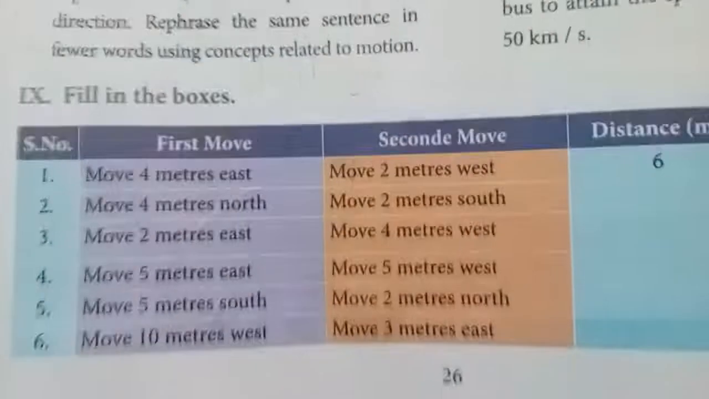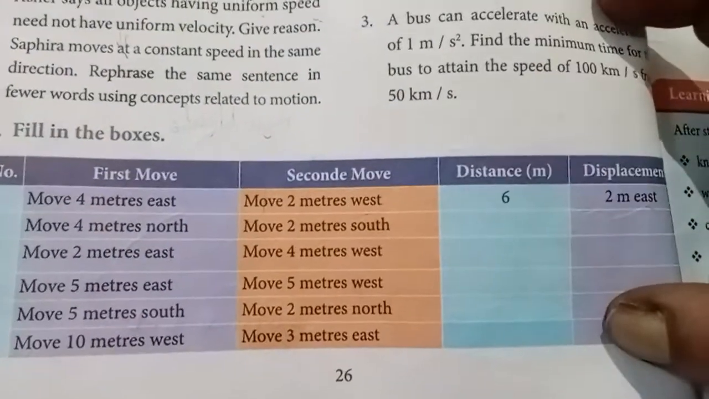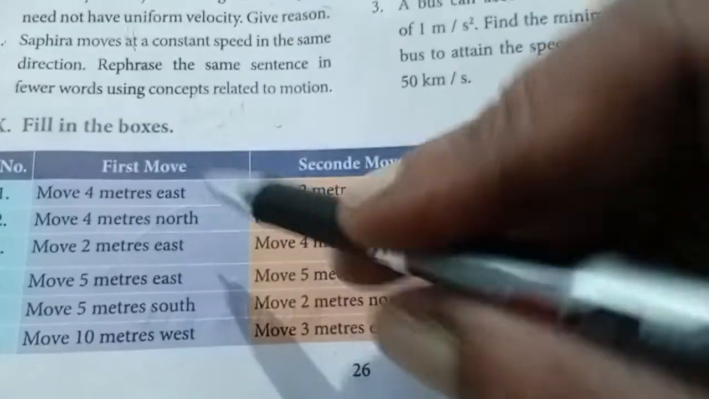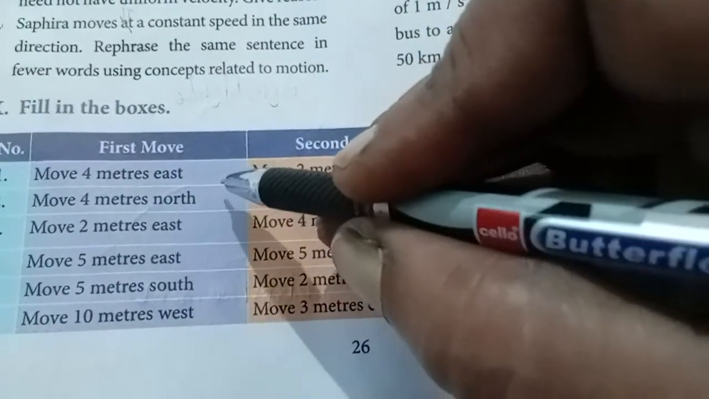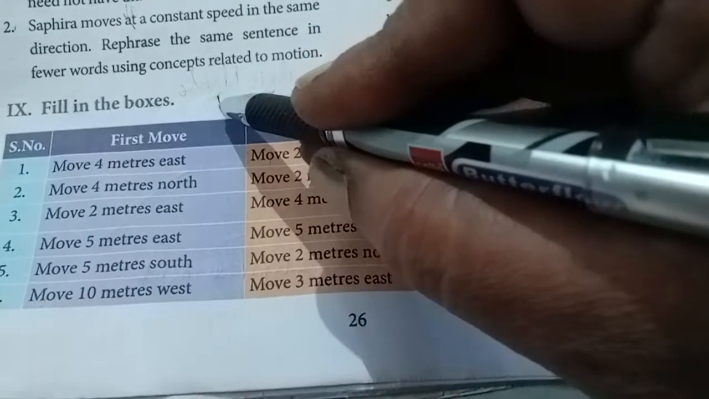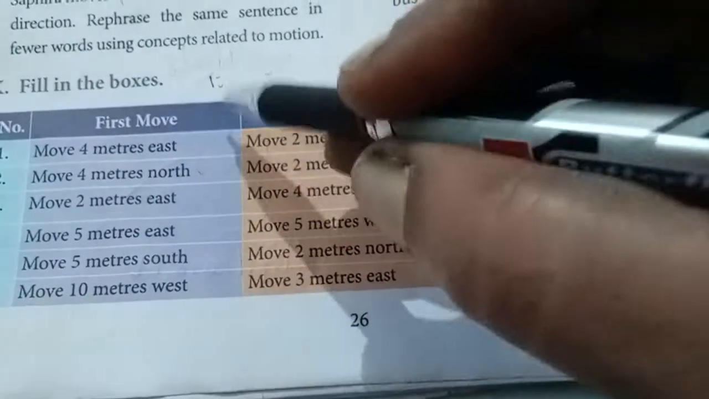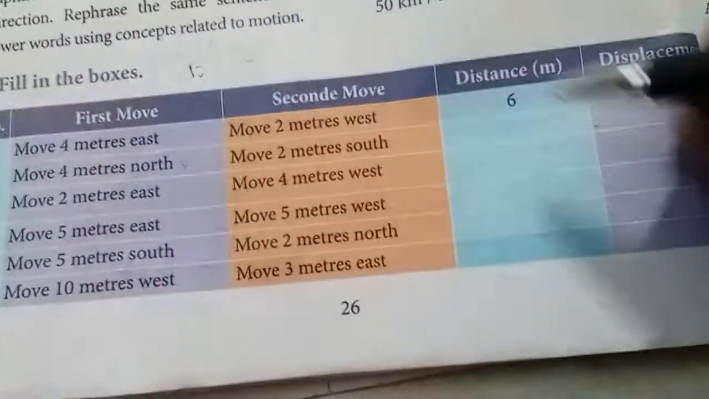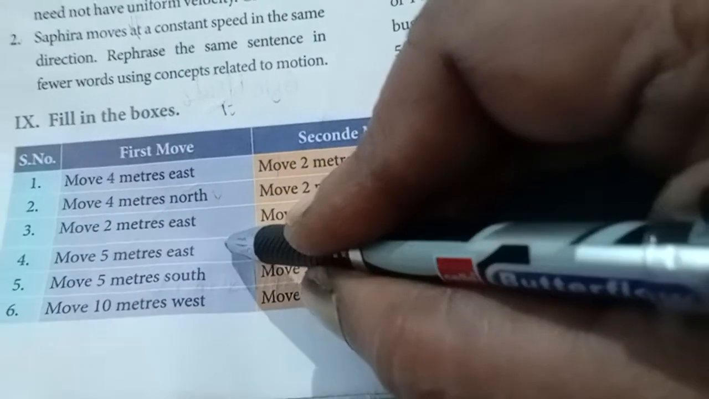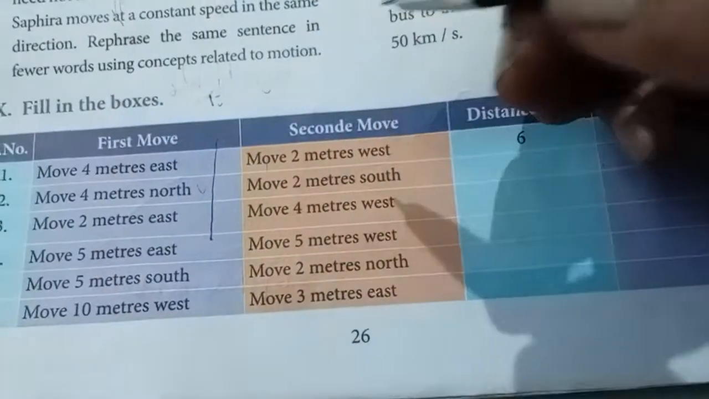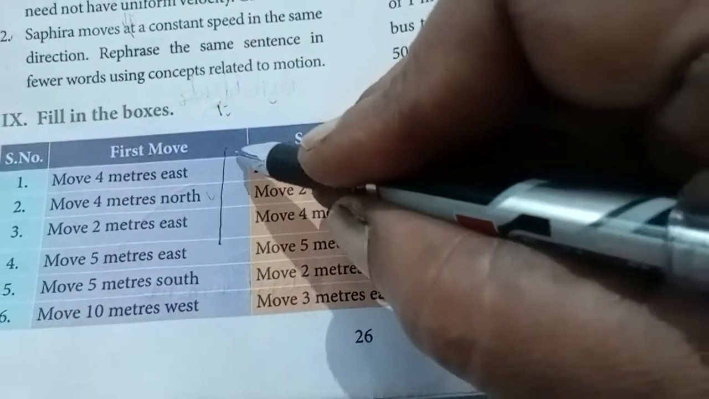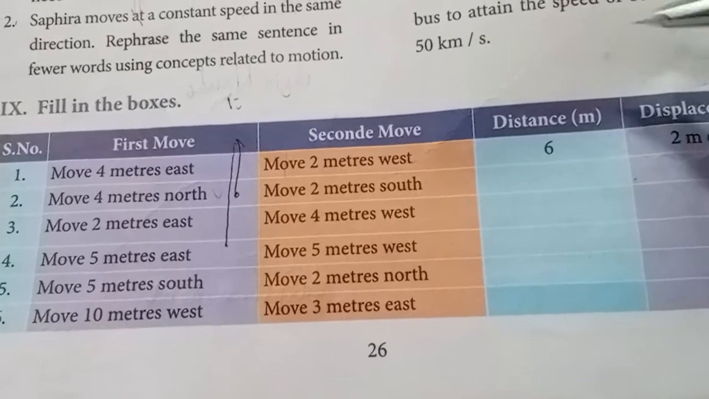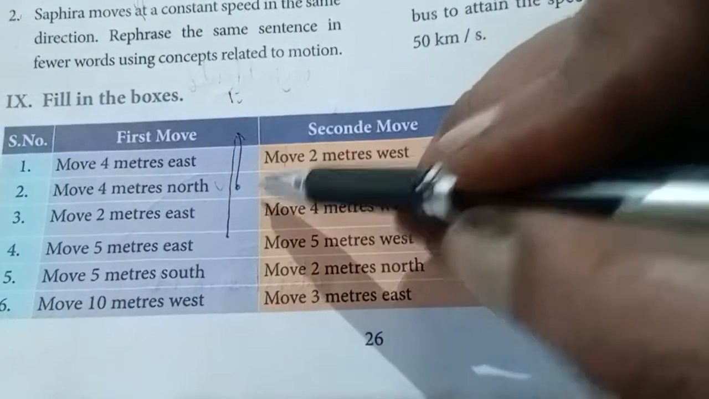Let's see the fill in the blank section. See the first move, second move, and distance and displacement. First move, it moves 4 meters east. So assume this is east and this is west. It goes 4 meters east, and then 2 meters west, opposite direction, and here is the final position. So the distance covered by the object is 4 plus 2, that is 6.